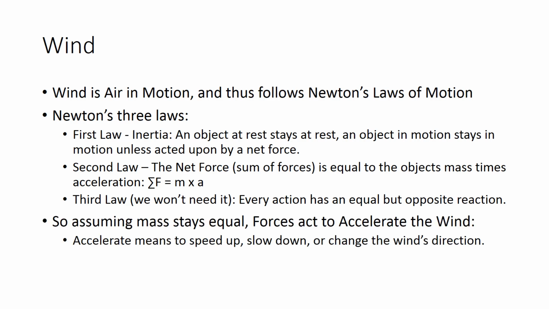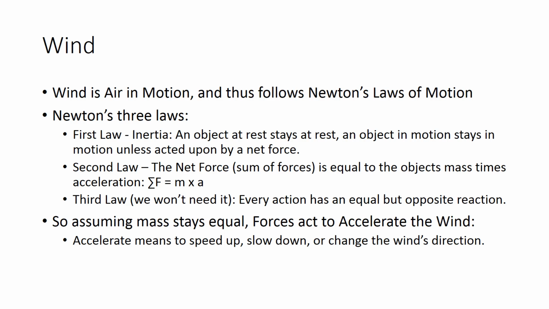If we were to assume that the atmosphere's mass stays constant, that it doesn't change, then that actually means that the net force is only affecting acceleration. And so forces act to accelerate the wind. And saying that the mass stays the same, that's what's called conservation of mass. I'm not going to talk a whole lot about that here. Just the idea is that we're not going to worry about mass. We're only going to worry about acceleration. And so forces act to accelerate the wind.